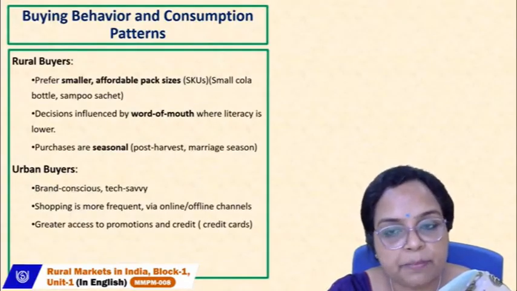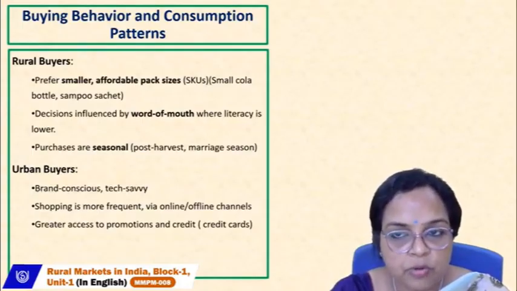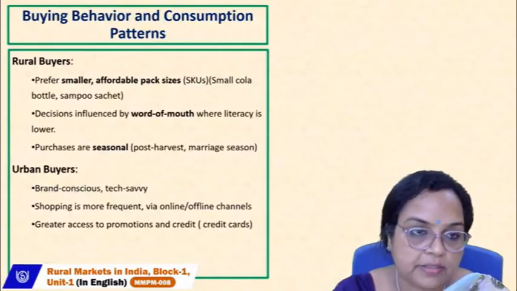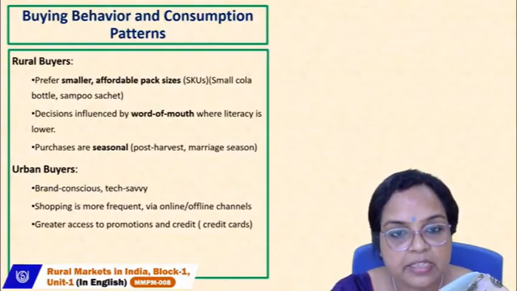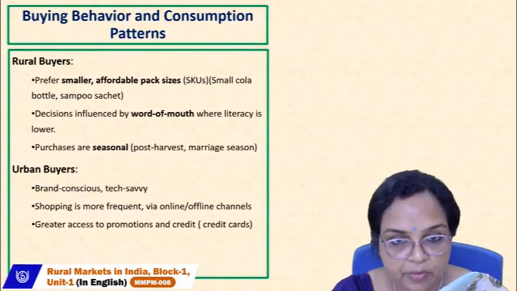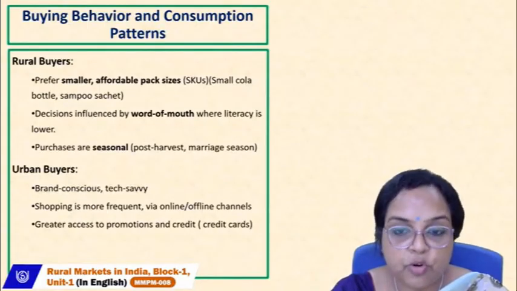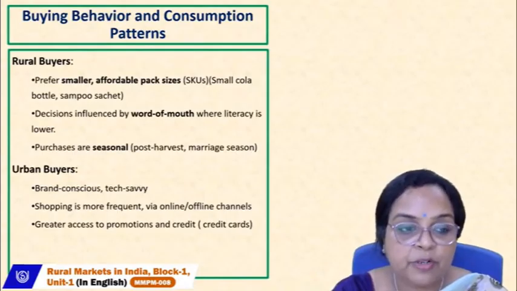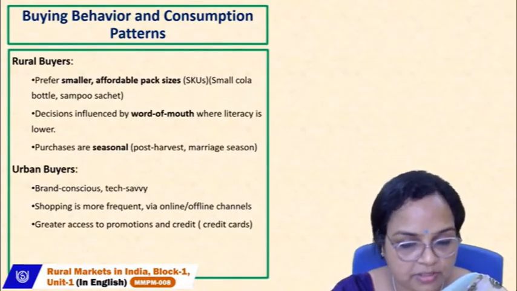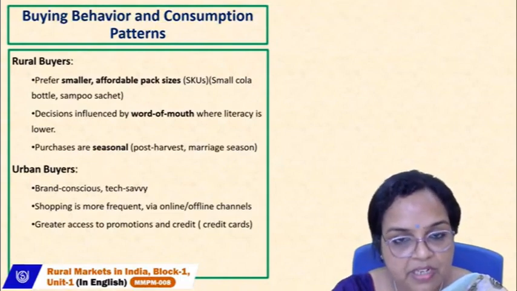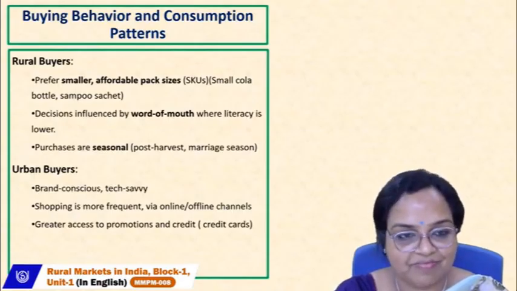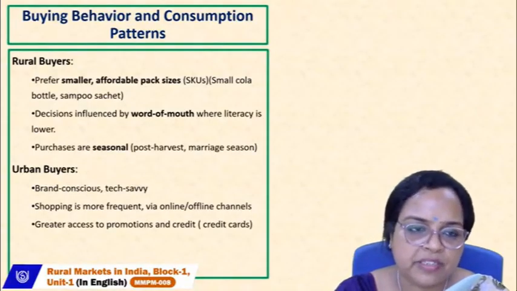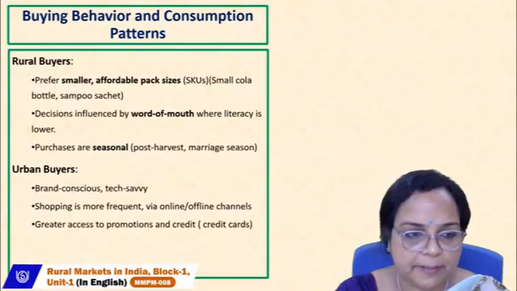Then it comes to buying behavior and consumption pattern. Both are consumers, let it be rural or urban. Consumers are always there to consume your product or the marketer's product. Rural buyers always prefer smaller, affordable pack sizes, that is known as SKU, stock keeping units. Suppose they need shampoo, they will go for a shampoo sachet. But urban buyers will go for shampoo bottles because they have higher paying capacity. But at the rural belt, they always go for smaller pocket-size products, because of price, because of affordability, because of single use, many factors are there.